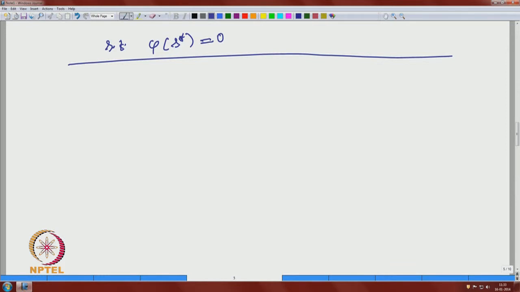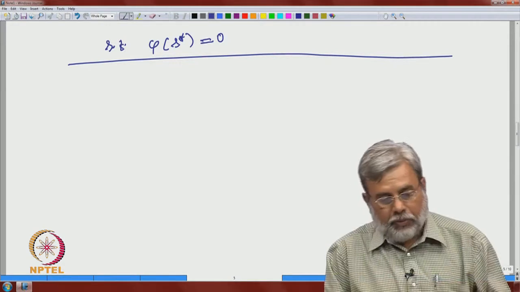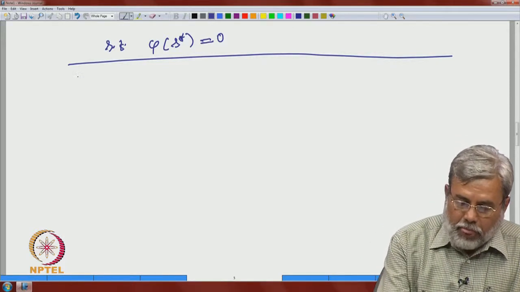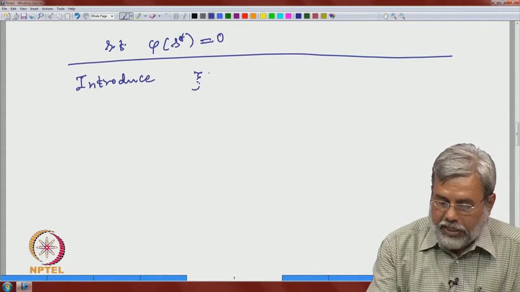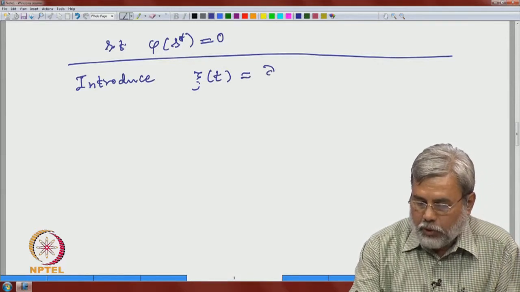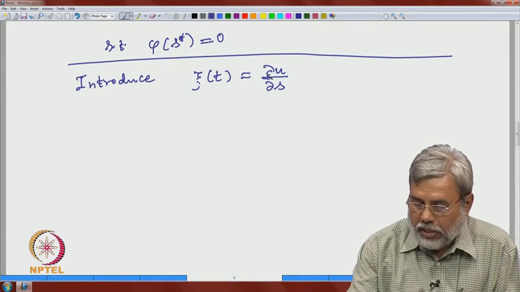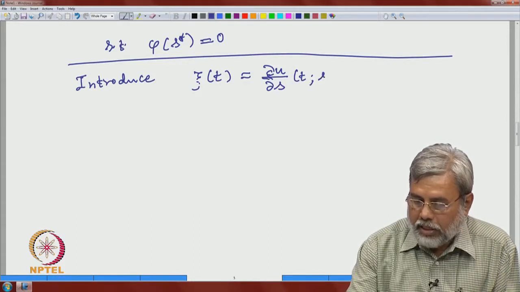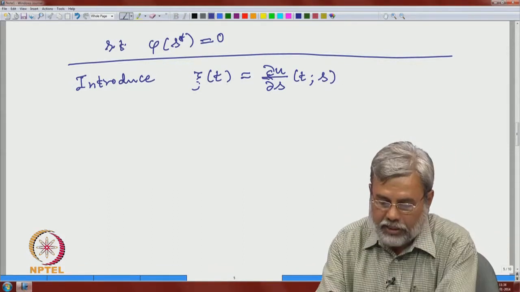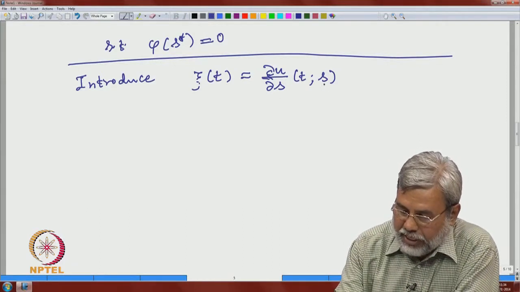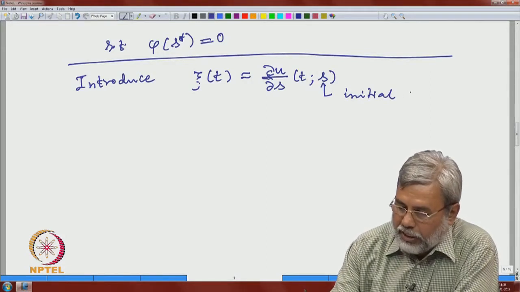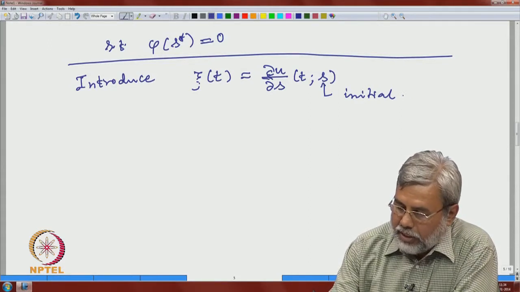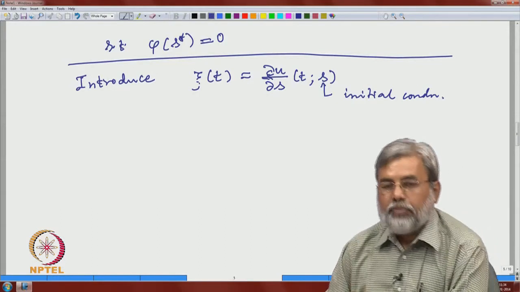Now, coming back to the proof. You have to establish that d phi by d s is bounded away from 0. For this we introduce something. Introduce j(t) equal to du by ds (t, s). I am taking the derivative with respect to s. Remember, s appears in the initial condition. Now I am varying that s, so I am considering u as a function of s.